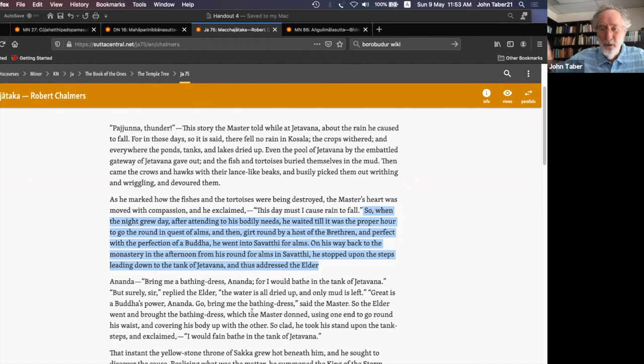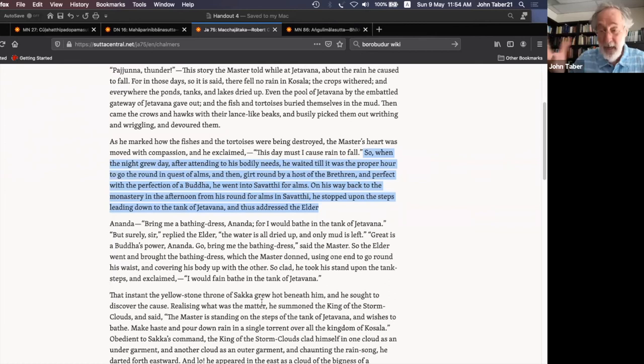So it was girt around by a host, so surrounded by a bunch of monks, is what we would say, and perfect with the perfection of the Buddha, went into alms. On his way back to the monastery in the afternoon, he stopped upon the steps leading down to the tank. The tank means a pond.